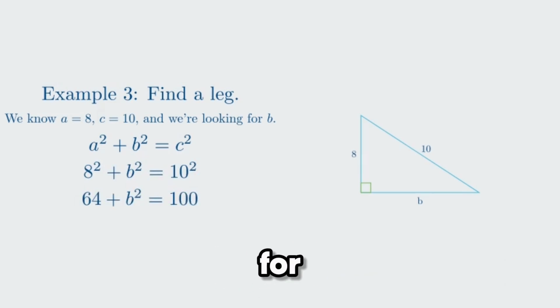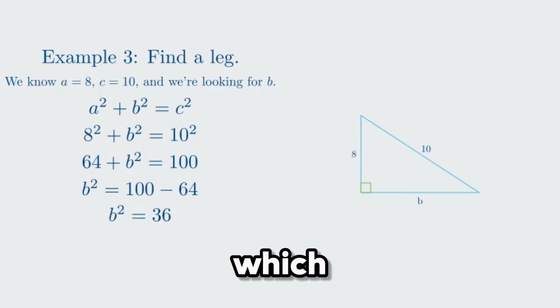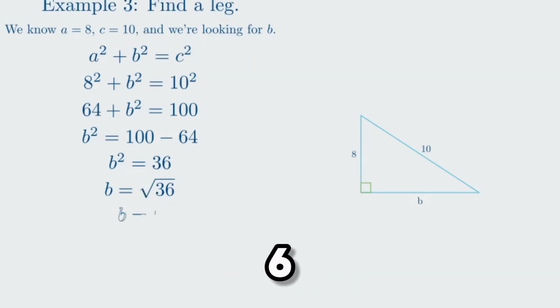Now we need to solve for B squared. To do that, we need to get it by itself. We can subtract 64 from both sides of the equation. This gives us B squared equals 100 minus 64, which is 36. We're almost there. To find B, we take the square root. The square root of 36 is 6, so our missing leg has a length of 6.